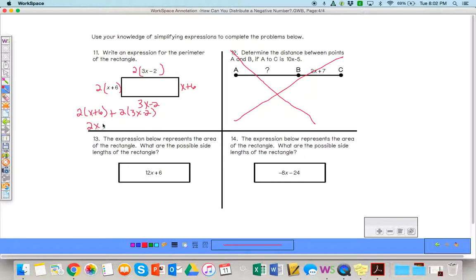So we get 2x plus 12 plus 6x minus 4. Then we can combine our like terms. So I have 2x and 6x. That combines together to make 8x. And then we have 12 plus negative 4, which makes positive 8. So that is our expression that would represent the perimeter of that rectangle. On 13 and 14, it gives you the expression and it wants you to come up with what could the possible sides be. So there's lots of different answers.